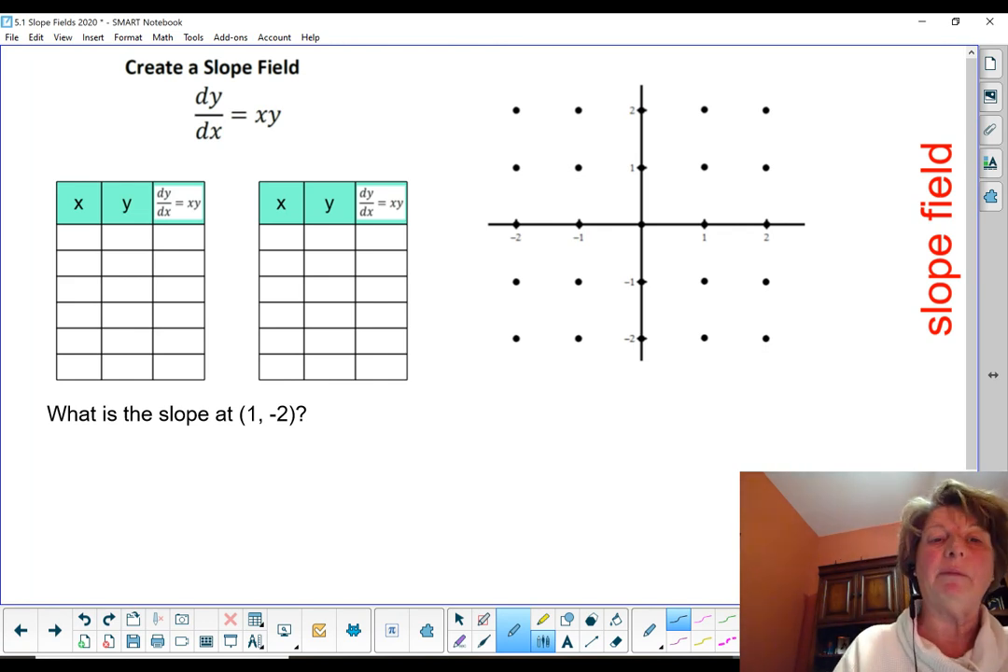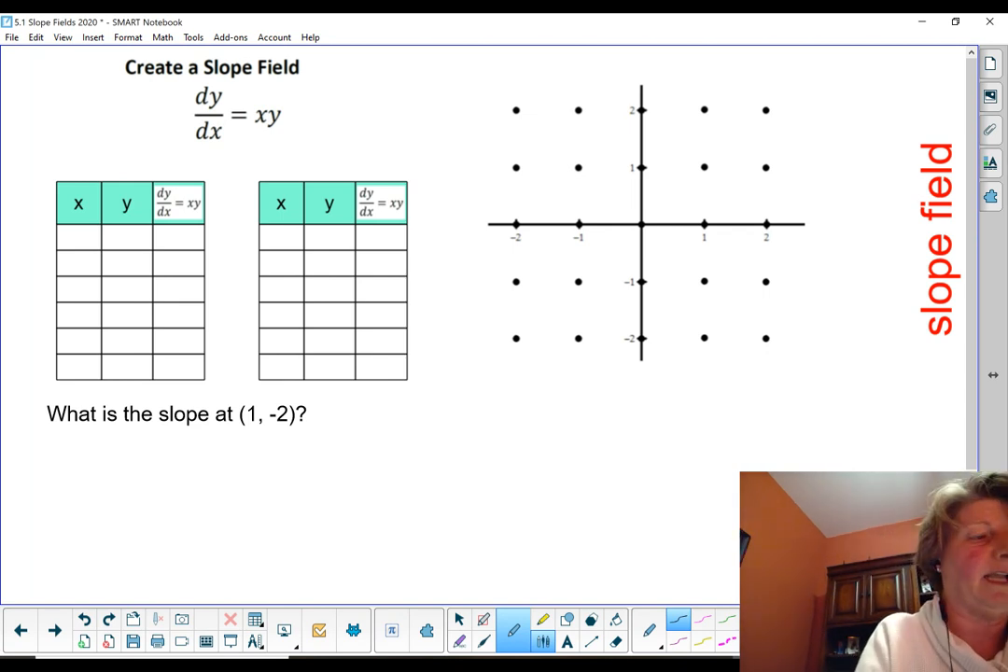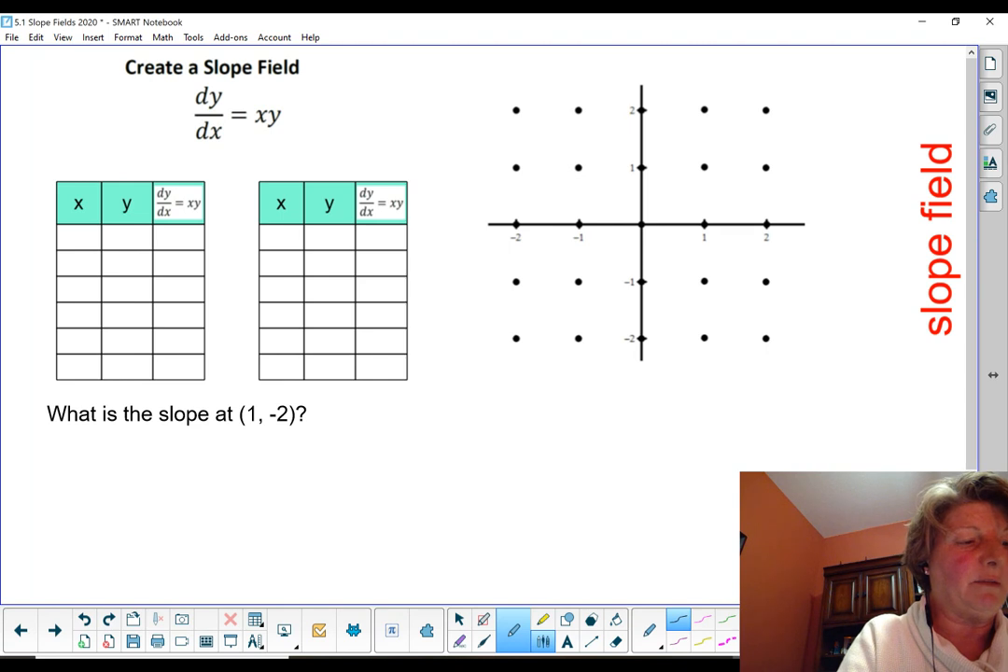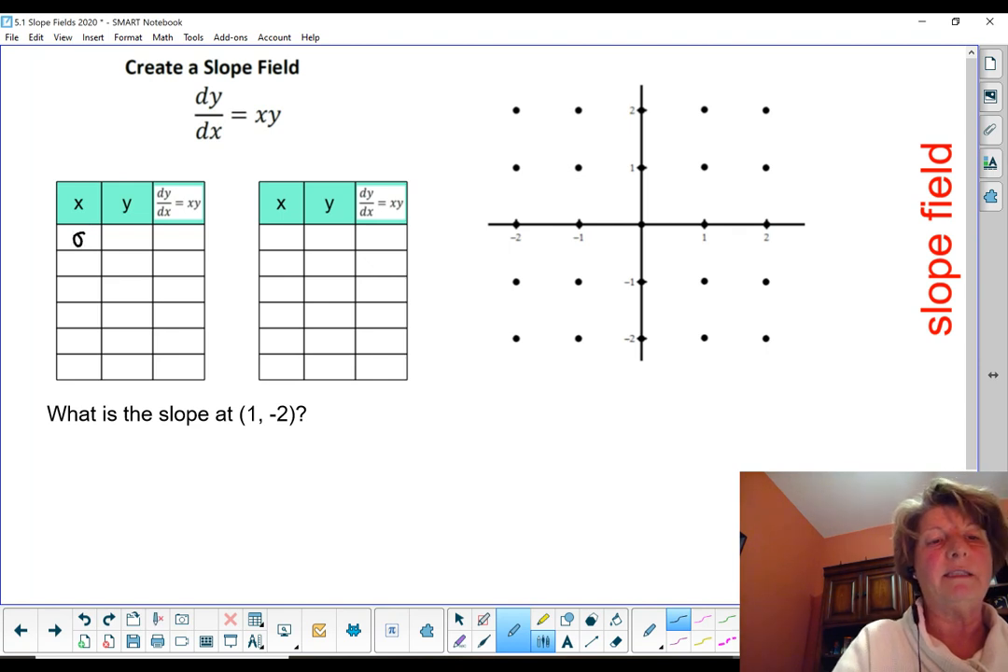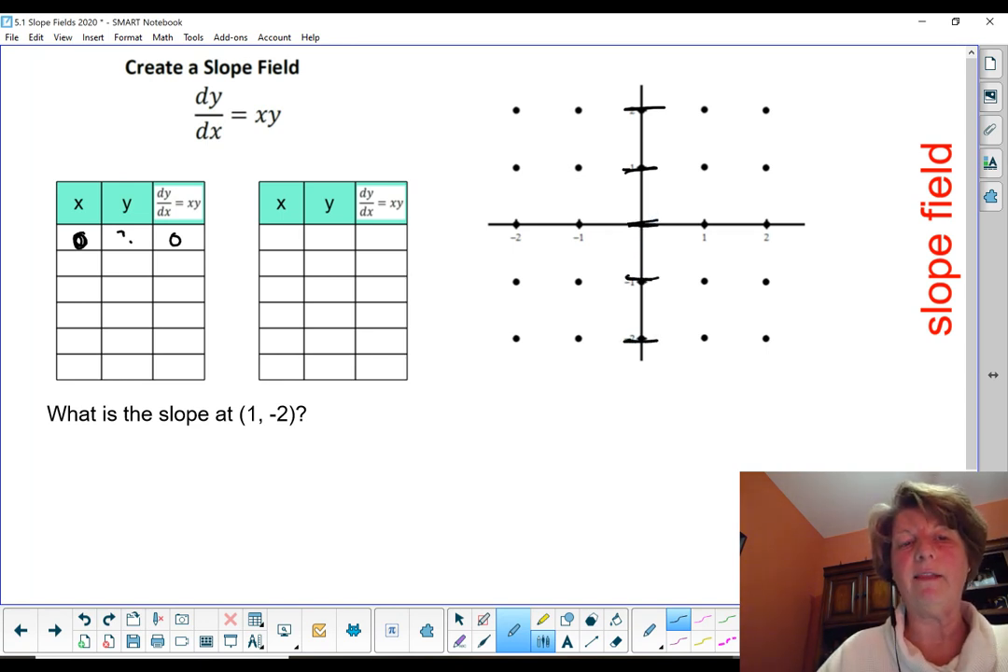And I'm going to do my table just a little bit differently this time, because maybe this is how you do yours. Maybe you didn't like my last one. So let's try this one. I'm going to do it when x is 0, that makes it pretty nice, doesn't it? When x is 0 and y is kind of whatever, the slope will turn out to be 0, won't it? So when x is 0, the slope is 0. So I'm going to go ahead and indicate that.